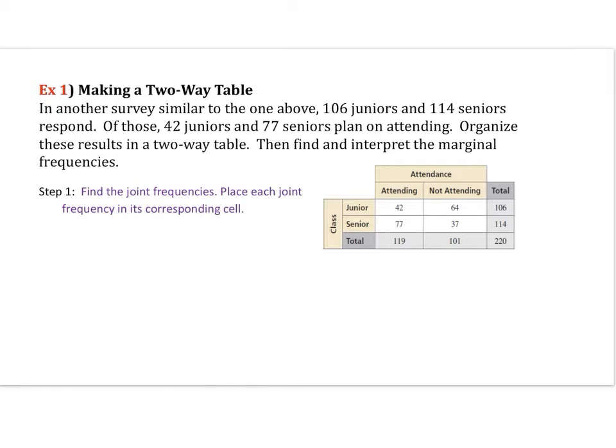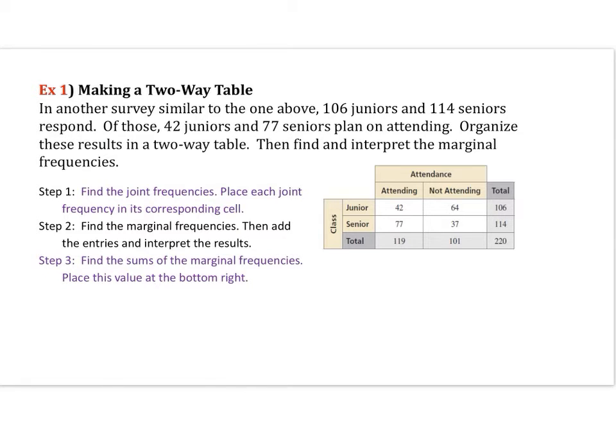So we found our joint frequencies in step 1. That was filling in each cell. The 42 and the 77 were given, and then we subtracted to find the 64 and the 37. Our second step was finding the marginal frequencies. That's adding up each row and column. We found the sum of the marginal frequencies and placed the values at the bottom and at the right. And that's how you make a two-way table.